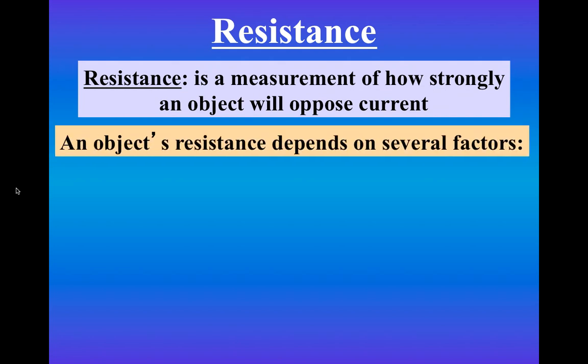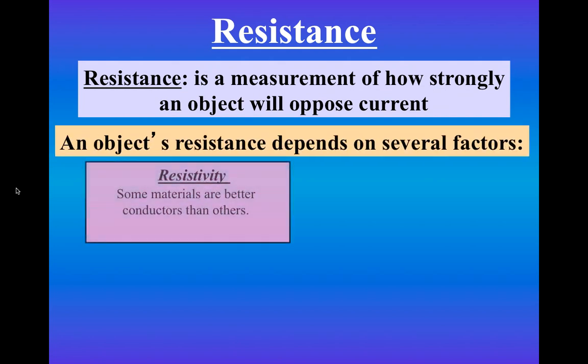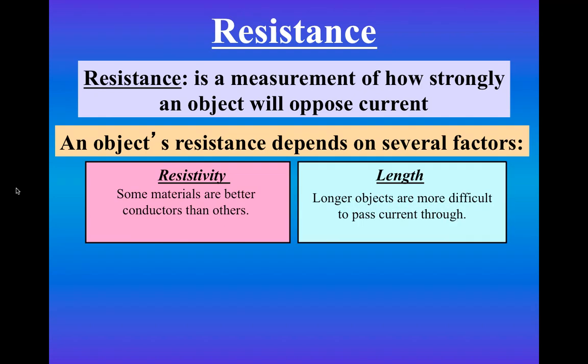This depends on several factors. The first being resistivity. Every material will have its own resistivity value. Some materials are better conductors than others. Resistance and resistivity are two different things. It also depends on length. The longer objects are more difficult to pass current through.